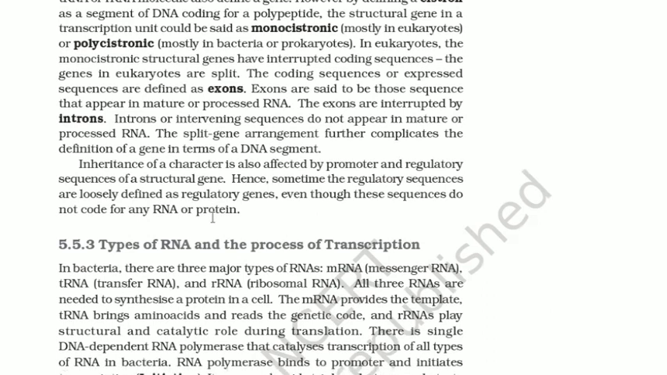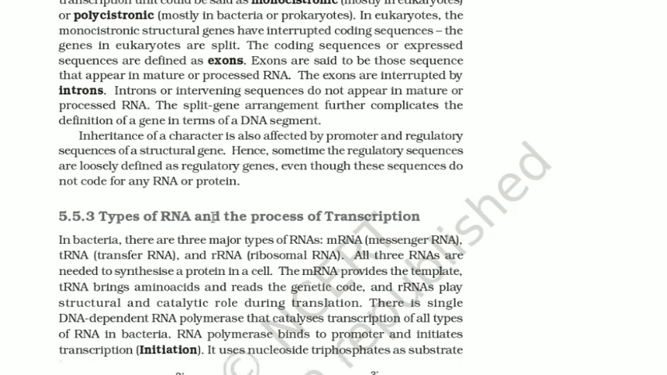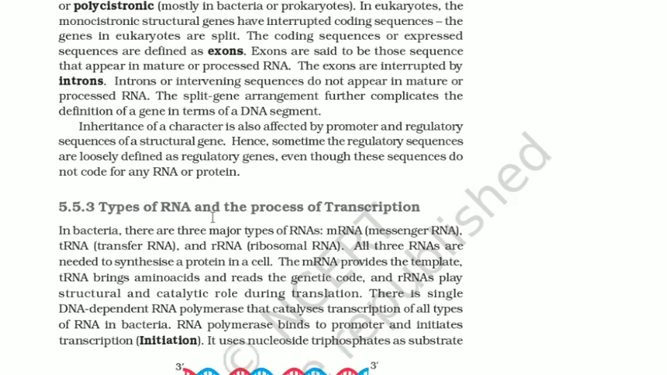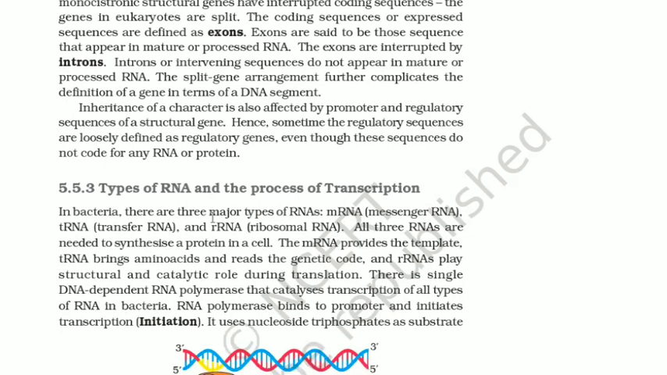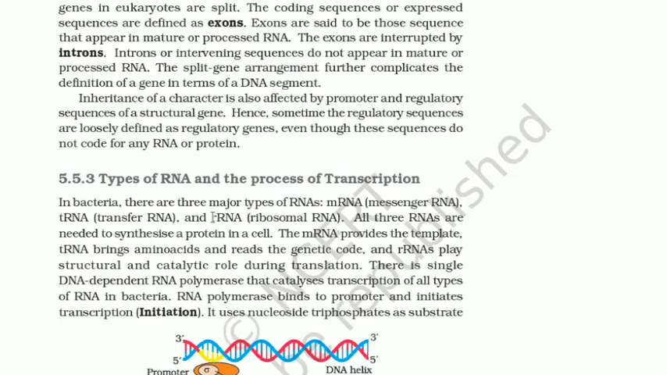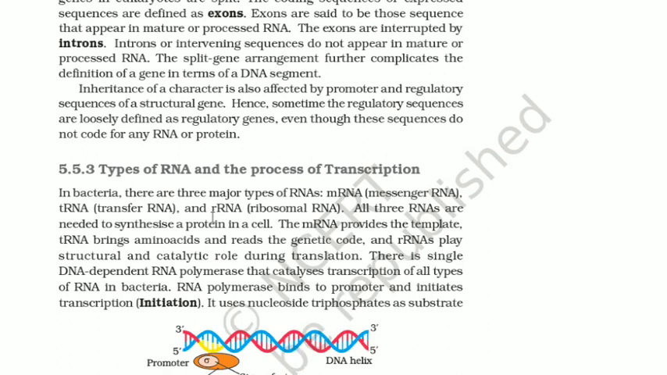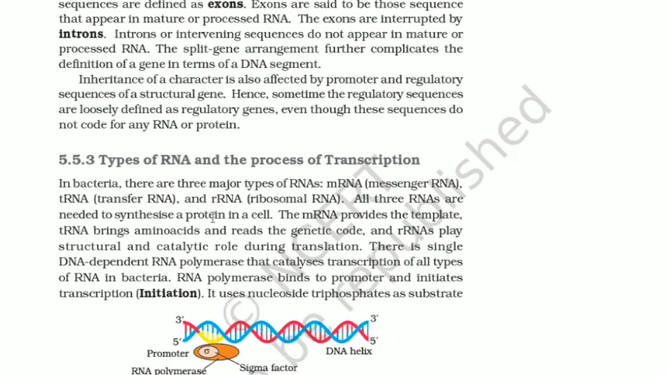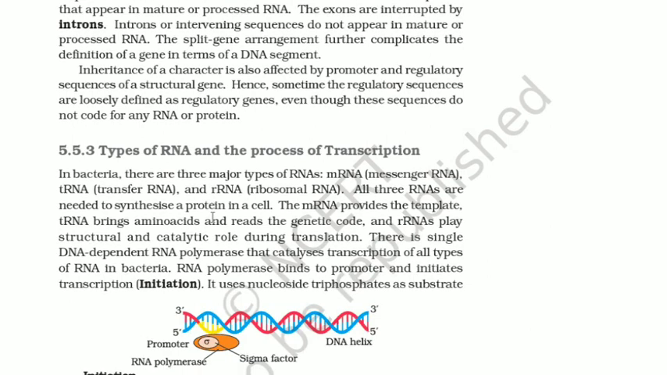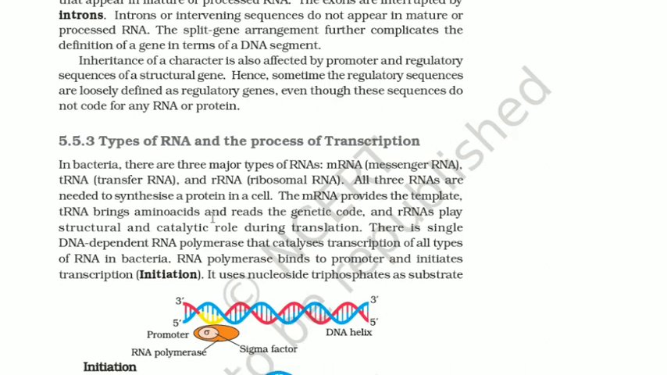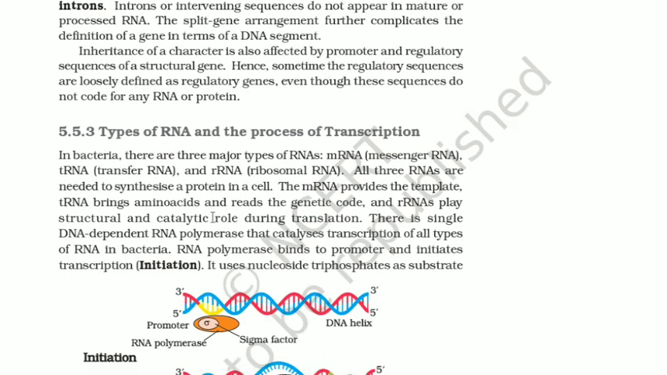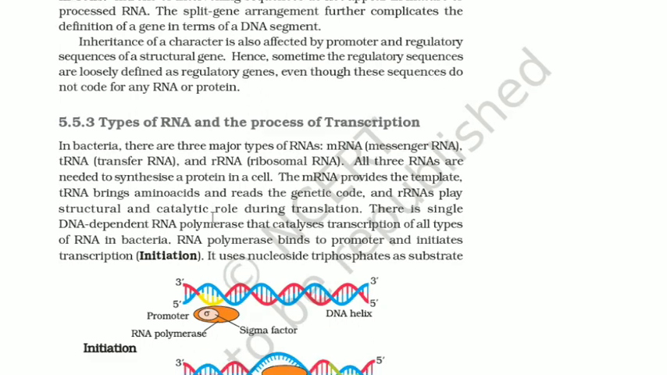In eukaryotes, the monocistronic structural genes have interrupted coding sequences. The genes in eukaryotes are split. The coding sequences or expressed sequences are defined as exons. Exons are said to be those sequences that appear in mature or processed RNA. The exons are interrupted by introns. Introns, or intervening sequences, do not appear in mature or processed RNA. The split gene arrangement further complicates the definition of a gene in terms of a DNA segment.